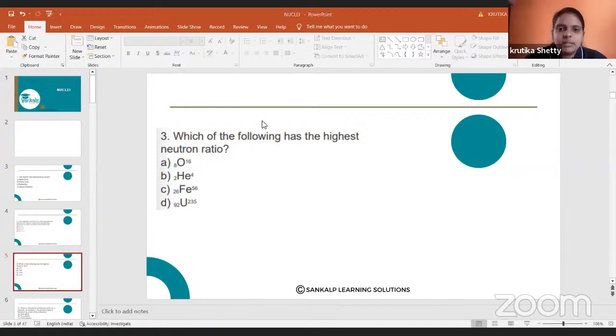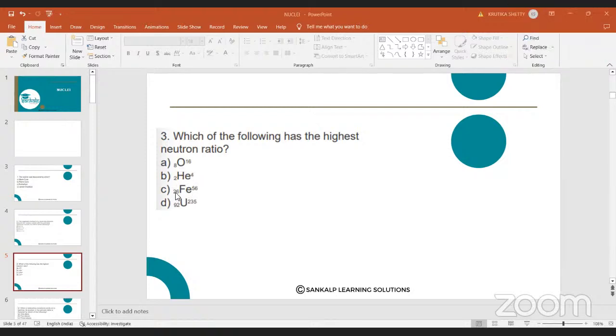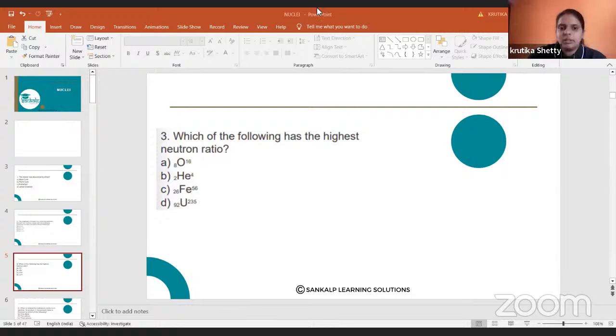So how do you calculate the neutrons? The mass number is the sum of protons and neutrons here. The atomic number means only protons. So if you subtract the number of protons from the mass number, 16 minus 8, it is 8. 4 minus 2, it is 2. 56 minus 26, it is 30. So 235 minus 92, like this. If we subtract, option D, uranium, has the highest neutron ratio.